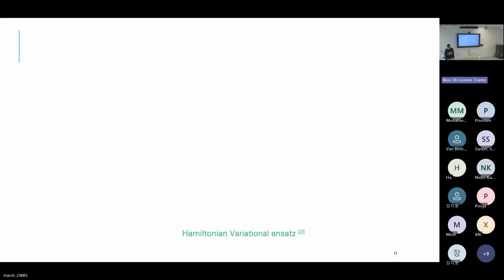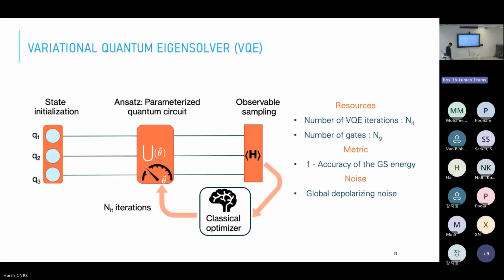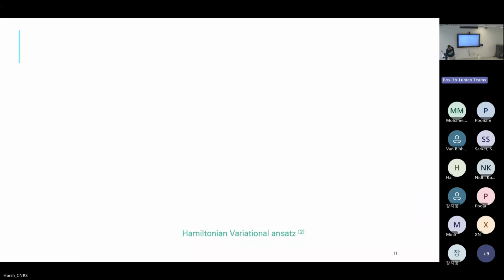So let's set up the problem. Let's take this simple representation and try to find a toy model to work with. Based on MNR, which is metric, noise, and resource, we have defined our metric to be 1 minus accuracy. We have the resources that we want to consider, and we have the noise that happens at the circuit level, which we model with something called global depolarizing noise.